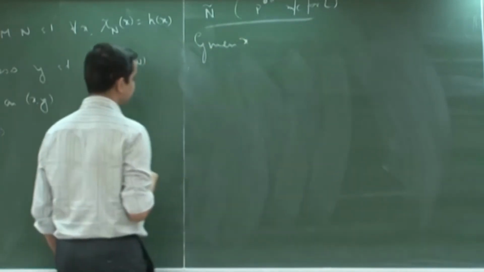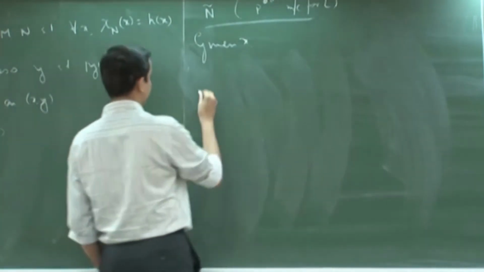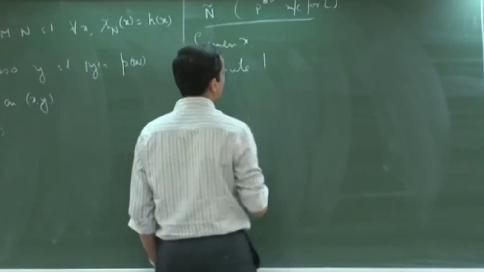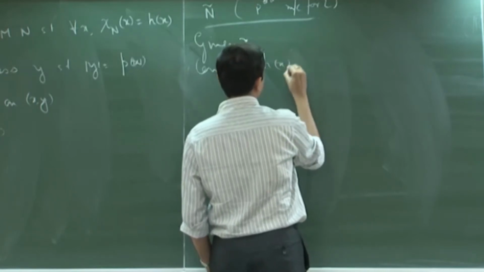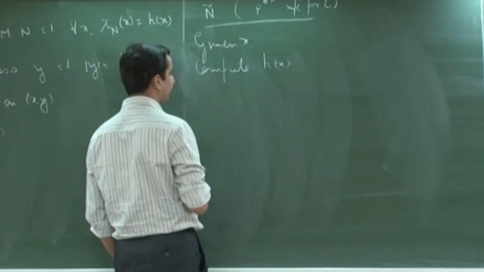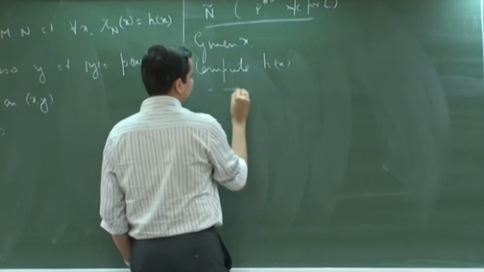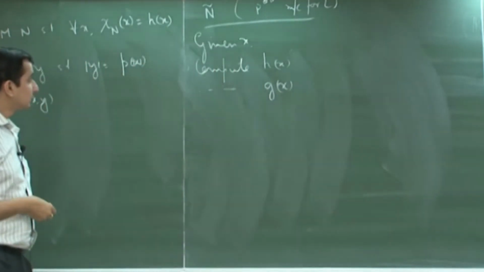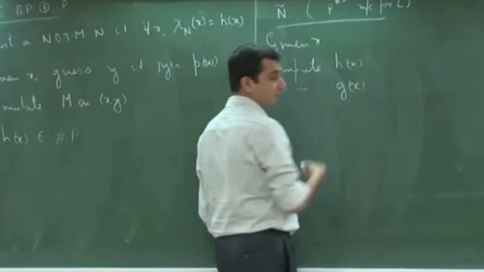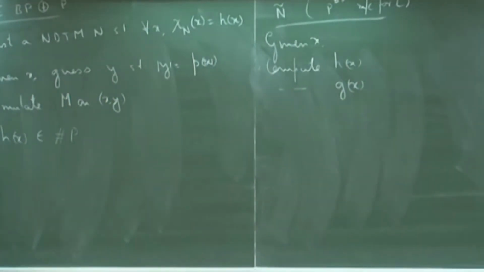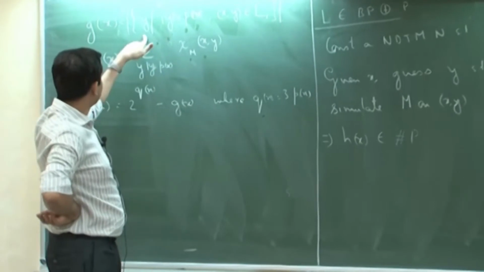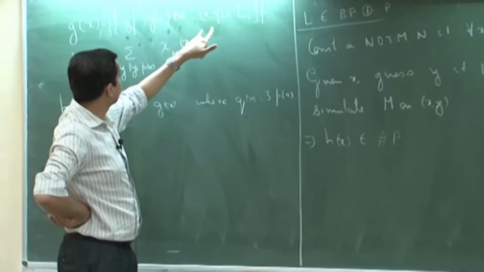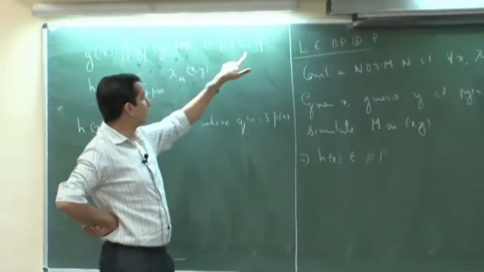So, given x, compute h of x by making a query to the oracle, and from h of x compute g of x, which is just a subtraction. And now, once you know g of x, so g of x is the number of certificates for a string x to belong to L1.